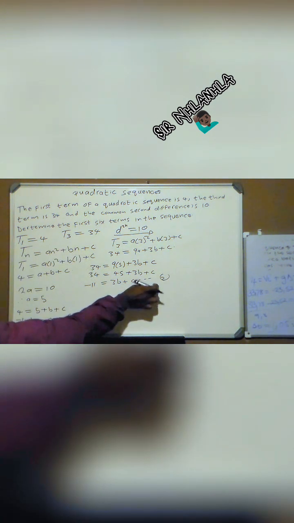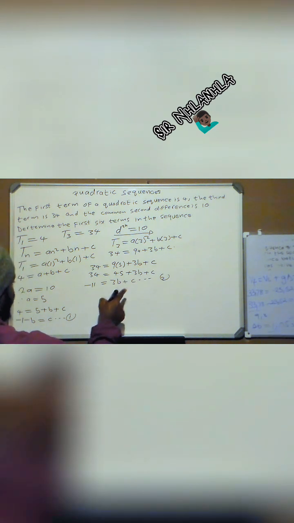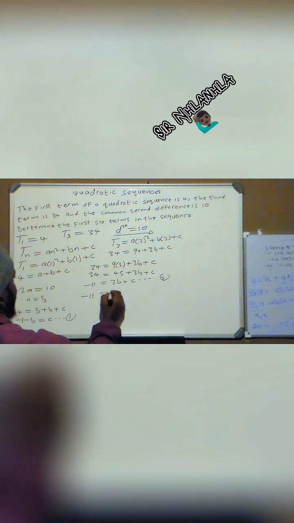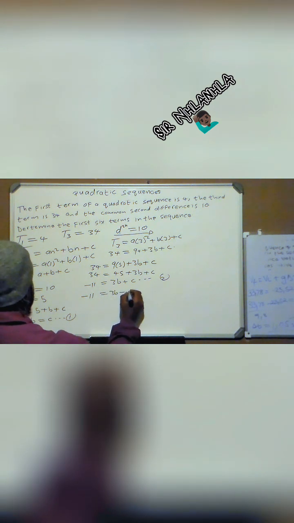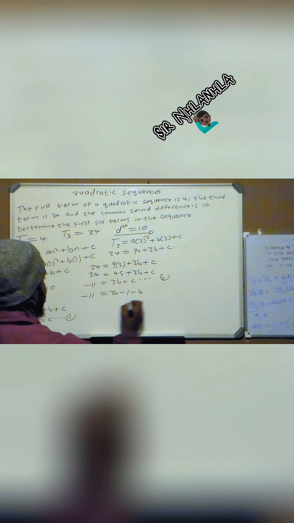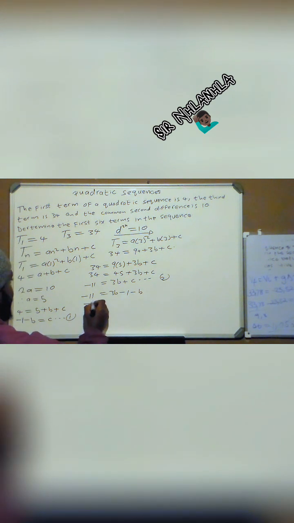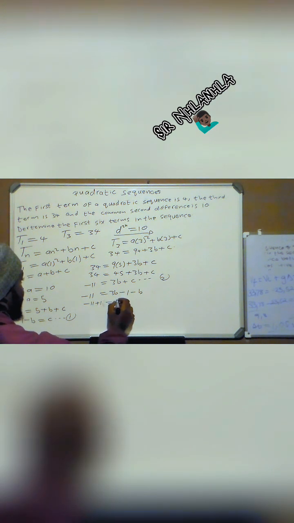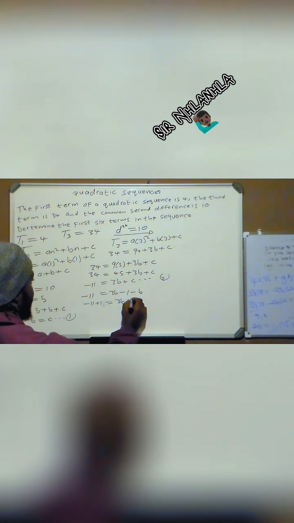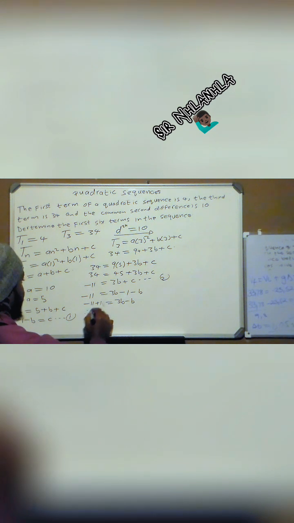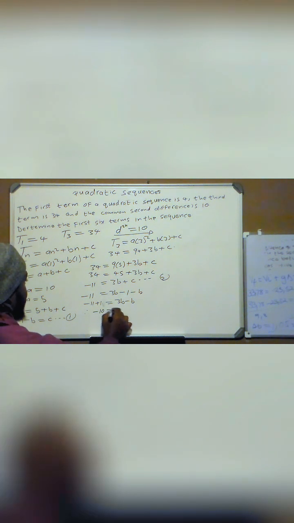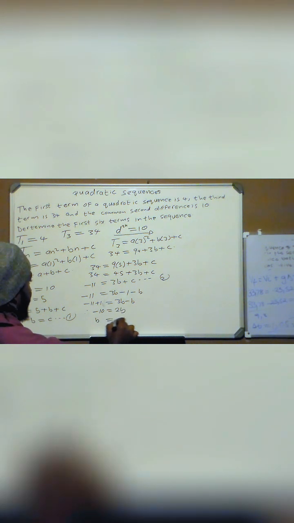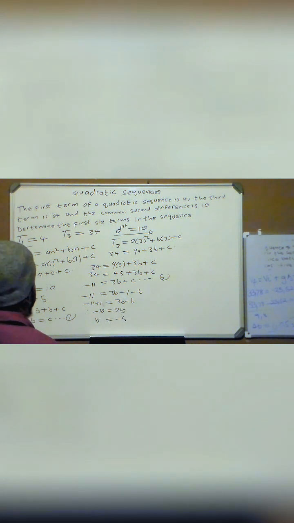So I'll substitute equation 1 into equation 2. I have negative 11 equals 3b minus 1 minus b. So I have minus 11 plus 10 plus 1 equals 3b minus b. Therefore I have minus 10 equals 2b, so b will be equal to minus 5.